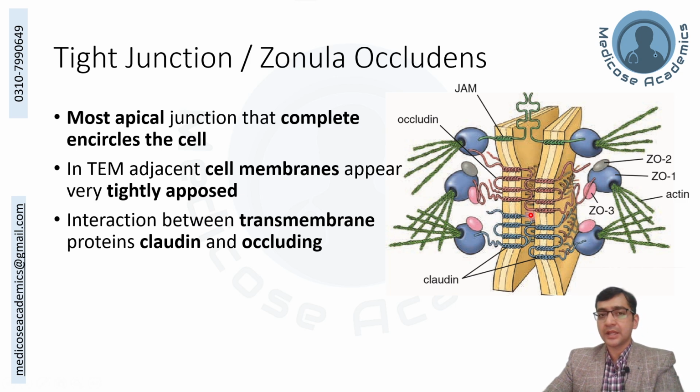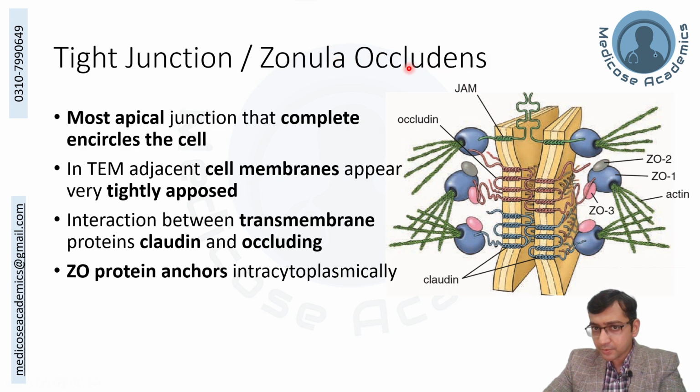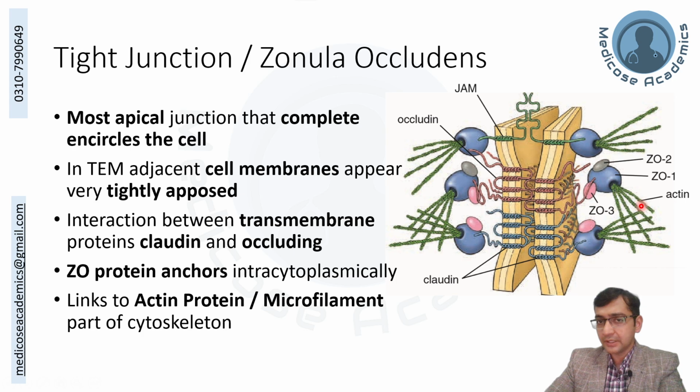And this is how it gets attached to the cytoskeleton inside, through different proteins. These are anchoring proteins, the ZO proteins, zonula occludens proteins: ZO1, ZO2, ZO3. Through these proteins, the transmembrane proteins are attached to the microfilament actin proteins. So this is how transmembrane proteins, claudin and occludin in this case, are joined through ZO proteins to the microfilament cytoskeleton.